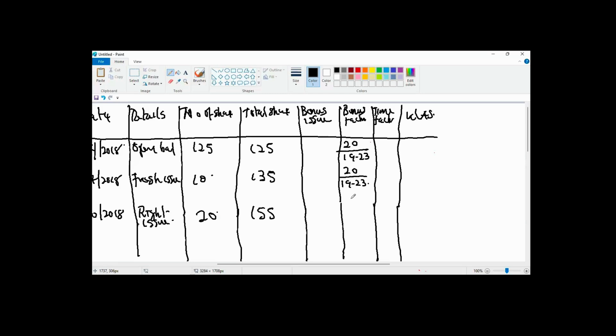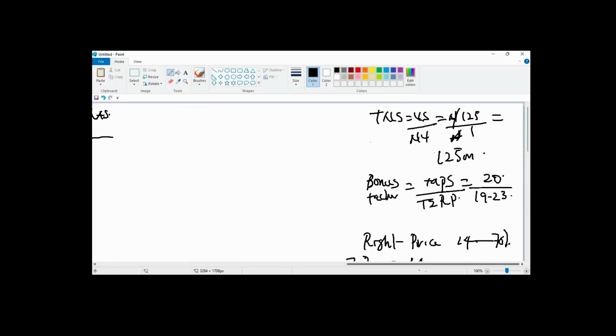You don't need to be confused. When do we use bonus factor? When there's a rights issue in a question, we would have a column called bonus factor. Do you get that? Okay. Then when I have a bonus issue in a question, I will still call it bonus issue. If a question does not have a bonus issue, why would I say bonus factor?